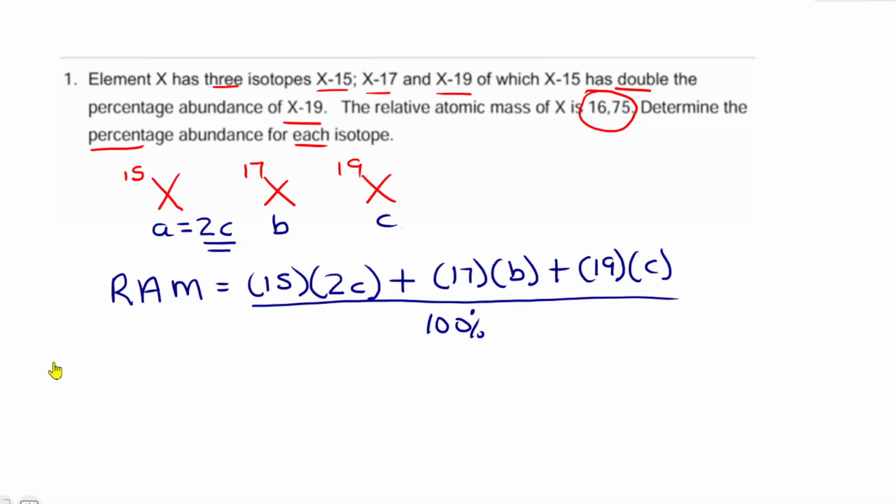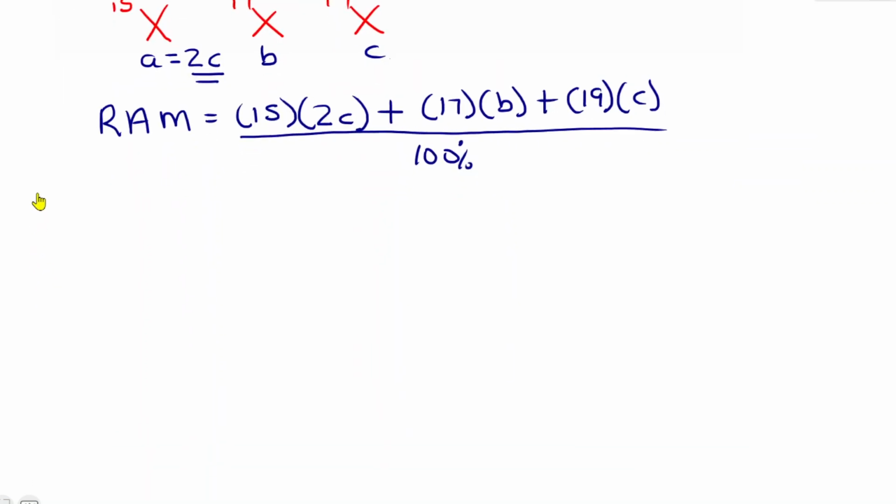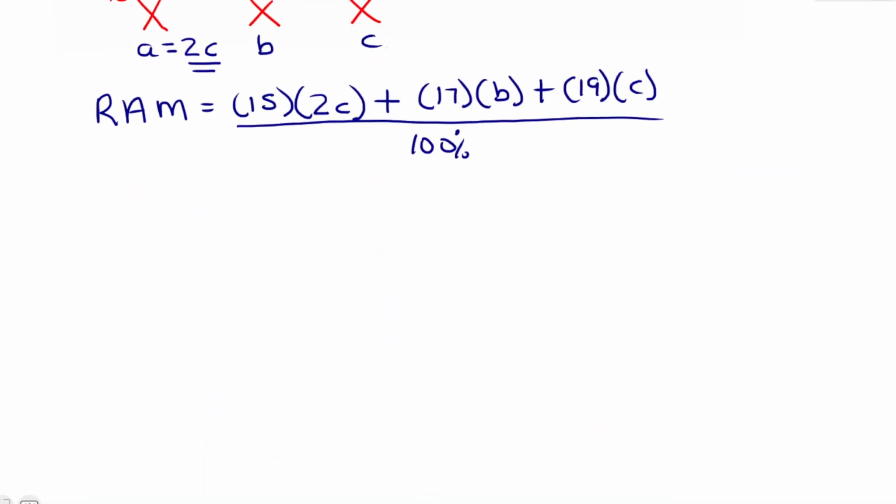But we have to create now the formula for the unknowns, because we can't work with 3 unknown variables. So I'm going to create a formula here for all these 3. The first one is 2C plus B plus C, which equals 100%, because we know the total of all these abundances should be 100%.